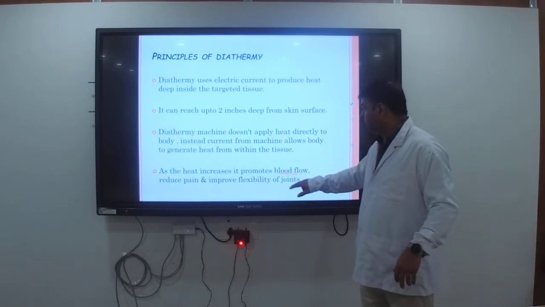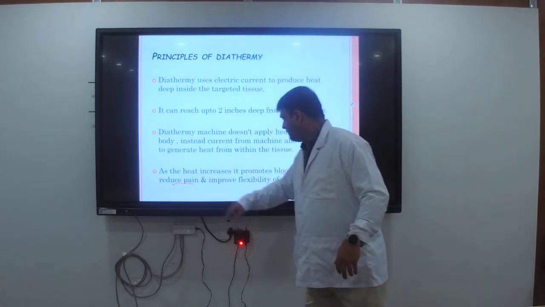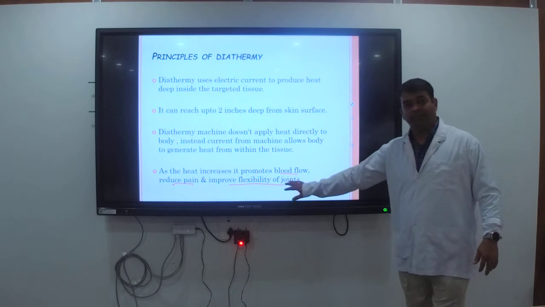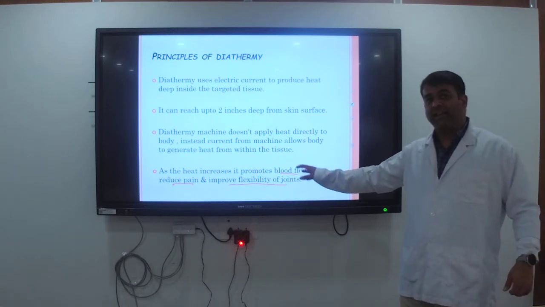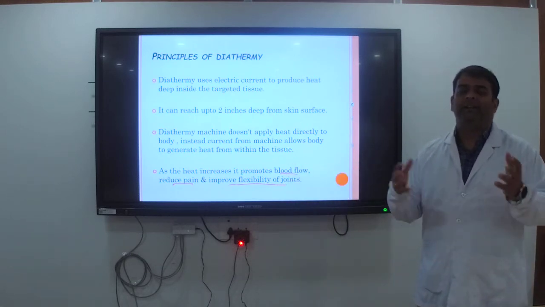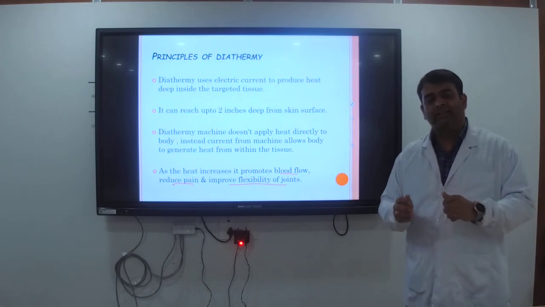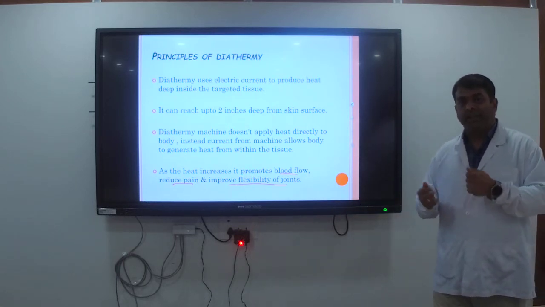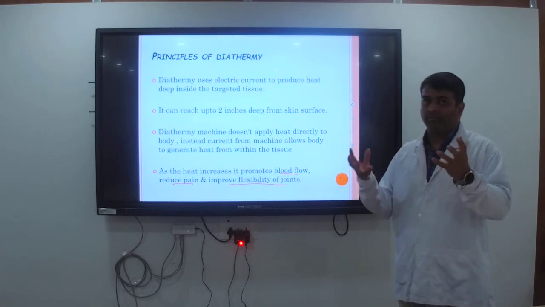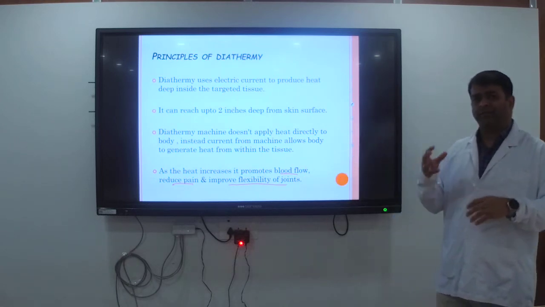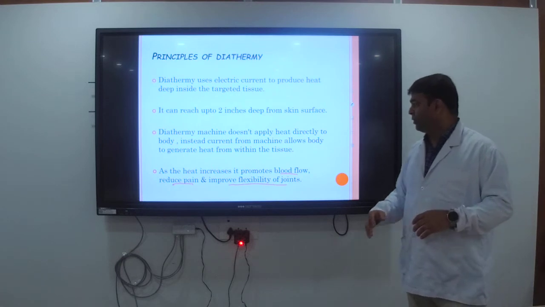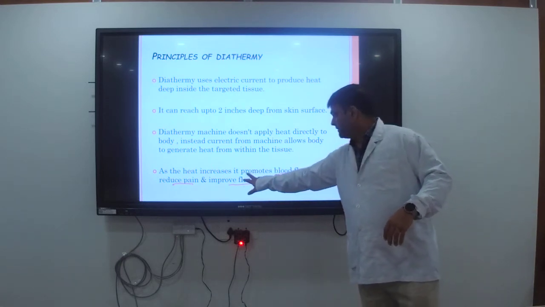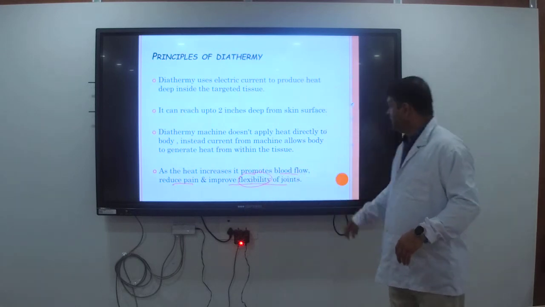That blood flow reduces pain and improves flexibility of the joint. Now how is flexibility of the joint increased? Obviously when the heat is there, the muscles get relaxed, and muscle elasticity and the tissue's natural tone come back to normal. So that will reduce the pain and it will improve the flexibility.